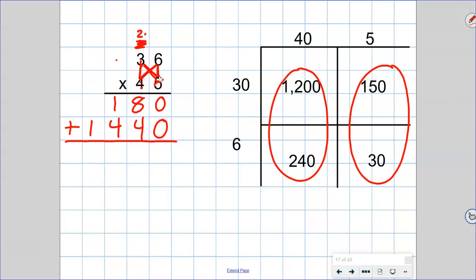So now we're going to add. 0 plus 0 is 0. 8 plus 4 is 12. Carry the 1. 4 plus 1 plus 1 is 6. And then 1 plus nothing is 1. So the answer is 1,620.